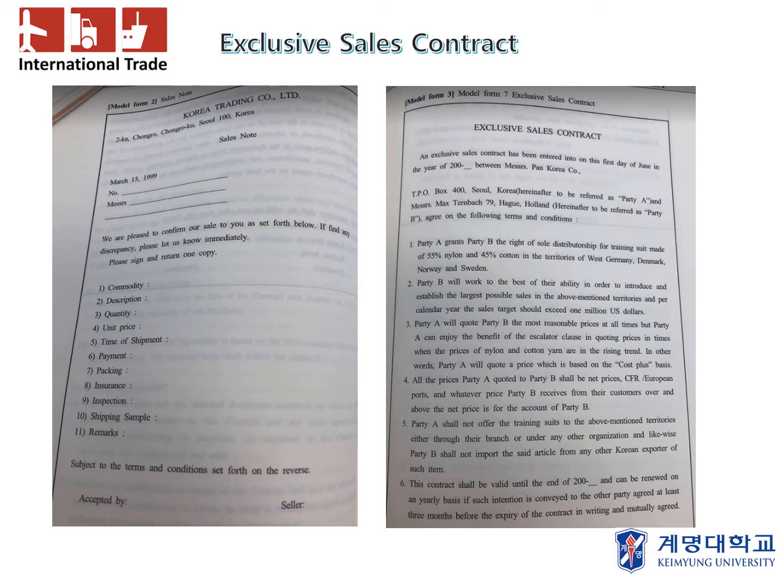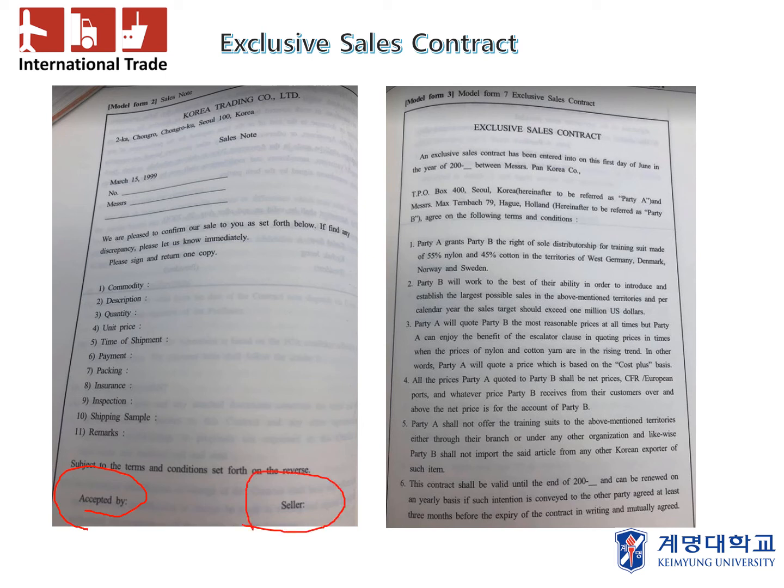So you could see in the sales note you have the 11 descriptions or terms to be filled in, like commodity description, quantity, unit price, time of shipment, payment, packing, insurance, inspection, shipping sample, and the remarks. You could also see there the signature, accepted by, and who is the seller.